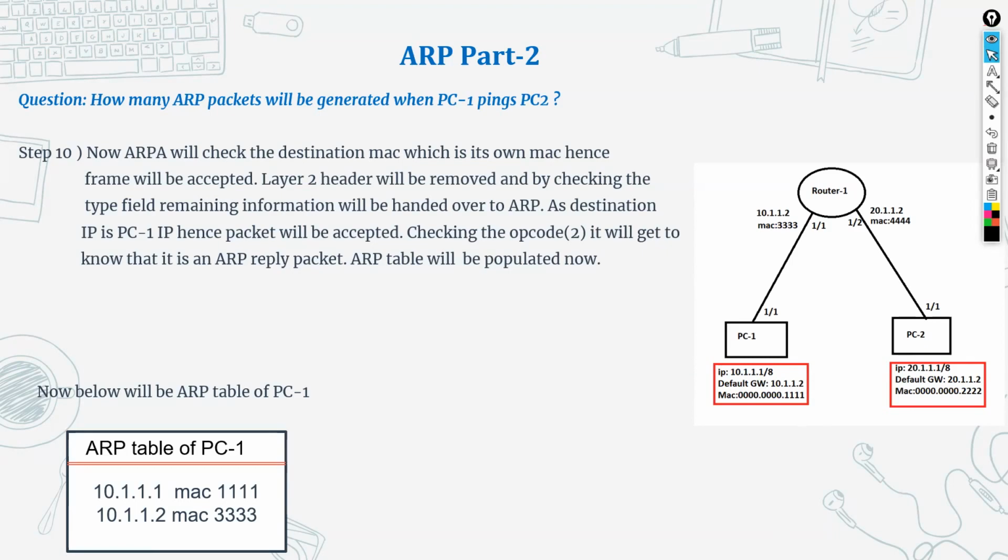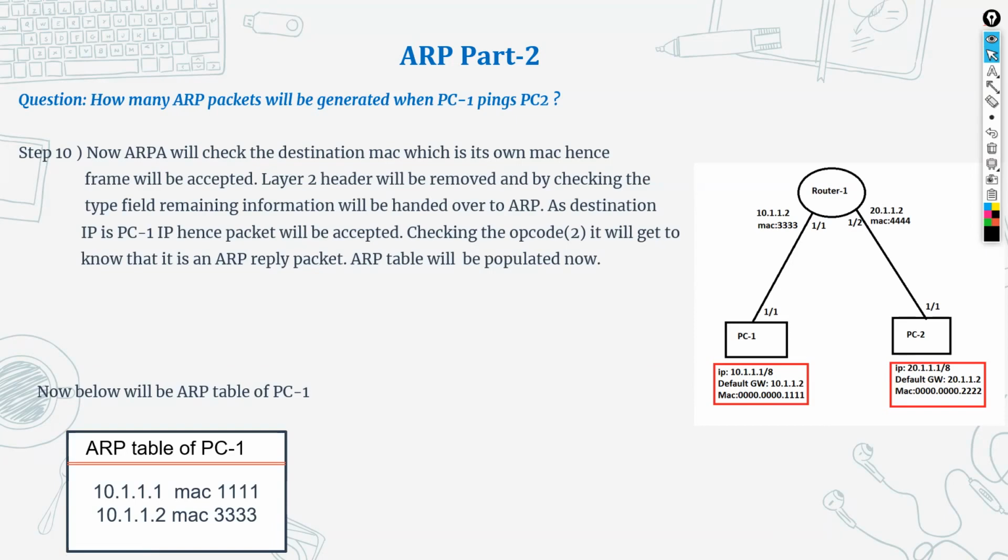The ARPA is going to check the type code, which is the type code for ARP. It is going to hand over this particular information to the ARP protocol, or the Address Resolution Protocol. Now ARP is going to check the destination IP. The destination IP was 10.1.1.1, which is PC1 IP. That is why this particular information will be accepted.